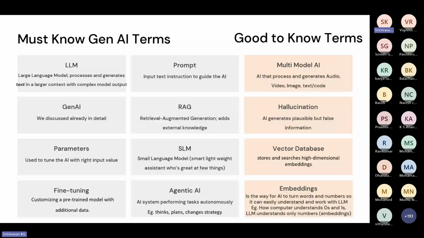So again, we can say the computer understands zeros and ones. Likewise, the LLM model understands embeddings. Okay, and then the vector database.